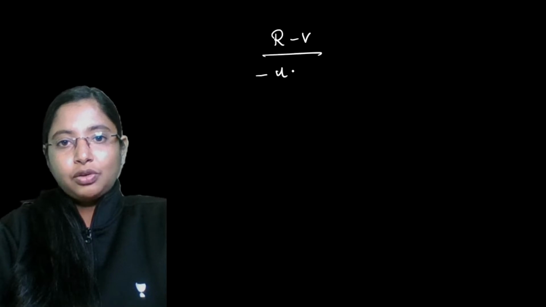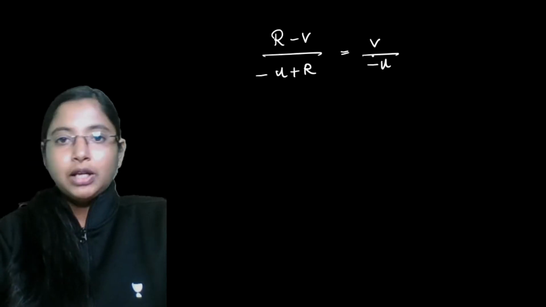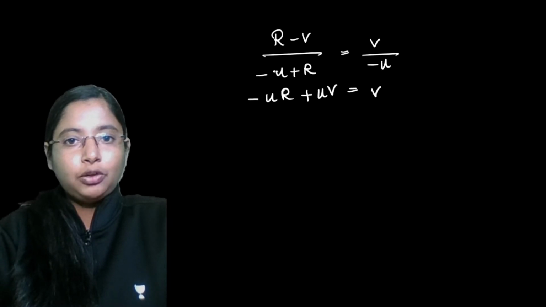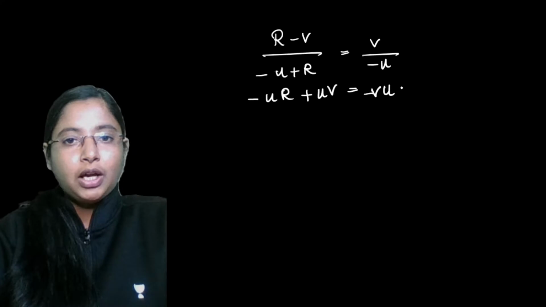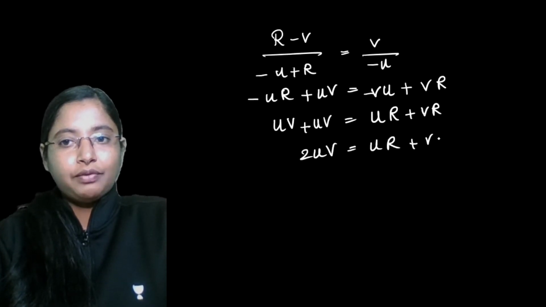So we got two values, and now we can equate them. We have R minus v by minus u plus R equal to v by minus u. Cross multiplying, u into R, minus into minus becomes plus uv, equals minus uv plus vR. Bringing uv to the same side, uv plus uv is equal to uR plus vR. So this is 2uv equal to uR plus vR.